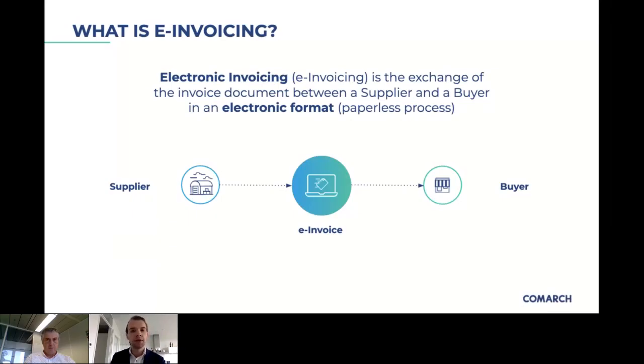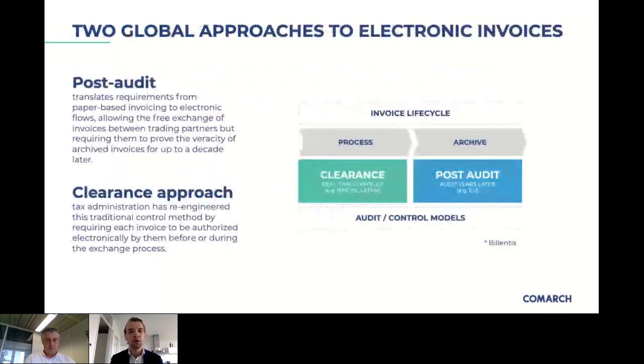In general, in the world at this moment, there are 2 global approaches to electronic invoices. One is the post-audit approach, and one is the clearance approach. The post-audit approach, which is very common in the US, Canada, and the European Union, is where you have to store your invoices for a certain amount of time. And then the more interesting approach, and why we see more implementations of e-invoicing worldwide, is the clearance approach, where a country makes it mandatory to exchange invoices, and these invoices have to go to the tax authority first.